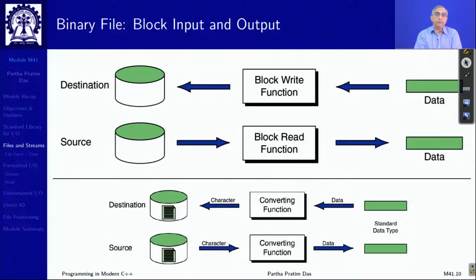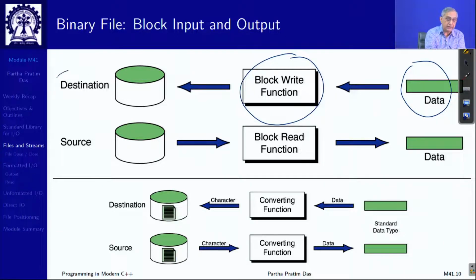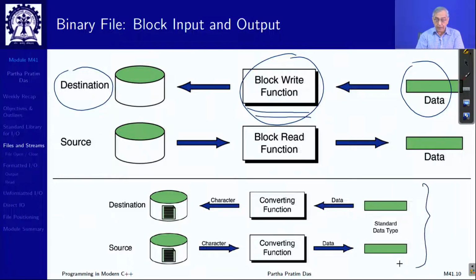The other form of input output available through the C standard library functions is direct or block input output. So, you have the data represented in the memory as before. Then you have a block write function, that is, it takes the data as the chunk as it exists and puts it to the destination. Mind you, the difference here is, unlike what you do for the text file below, it is not doing a conversion.